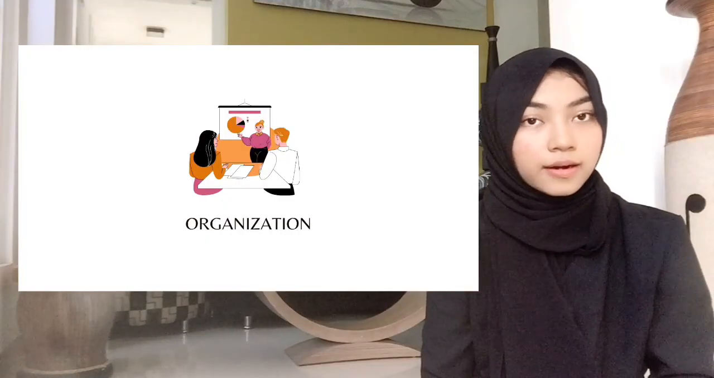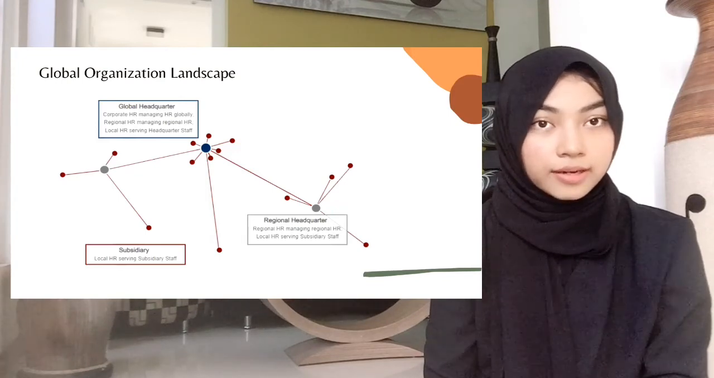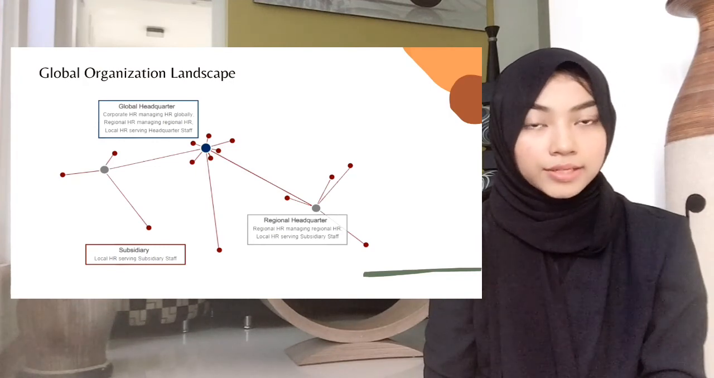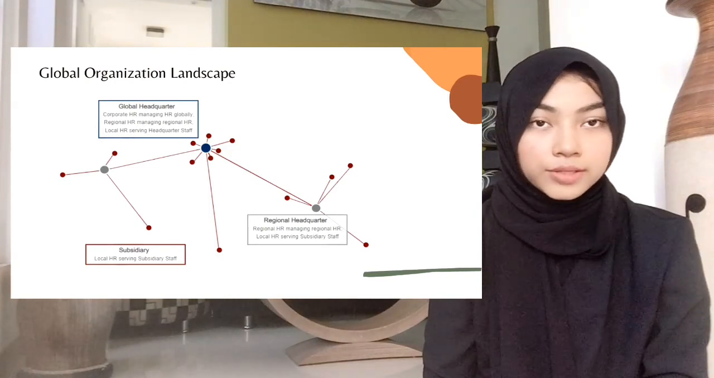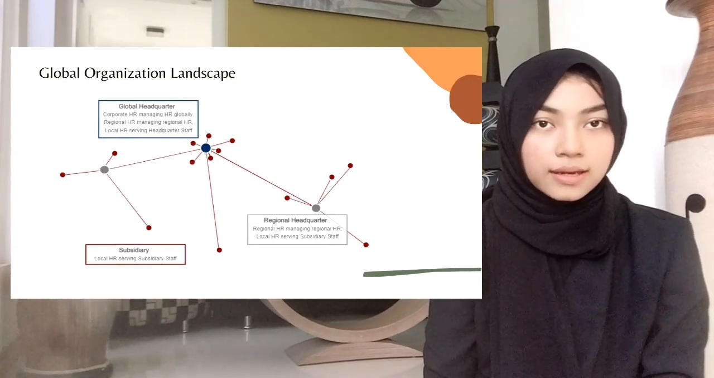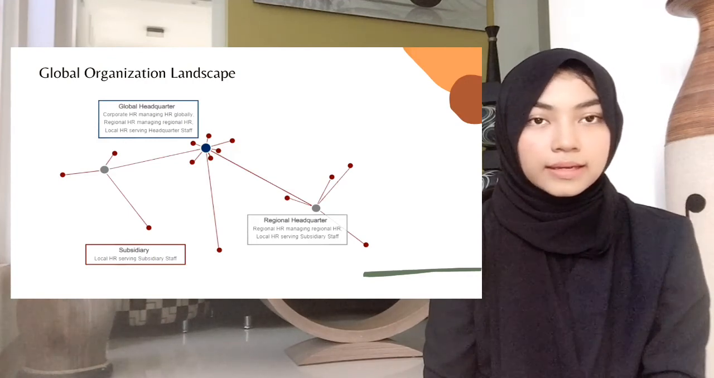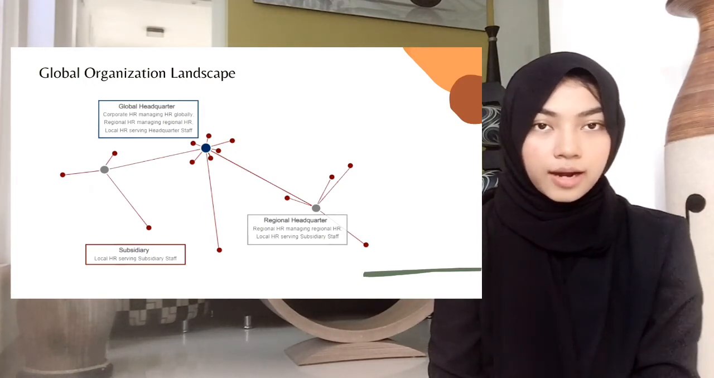Okay, so next we're going to talk about the organization. And here's the global organization landscape. As you can see in the picture, the global headquarters, corporate HR, manages HR globally, regional HR manages regional HR, and local HR serves headquarters staff. And in subsidiaries, it's local HR that serves subsidiary staff. And in regional headquarters, regional HR manages regional HR and local HR serves subsidiary staff.